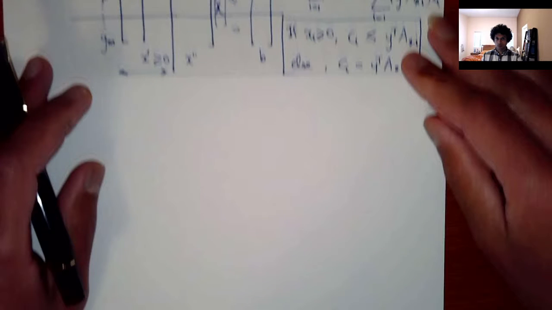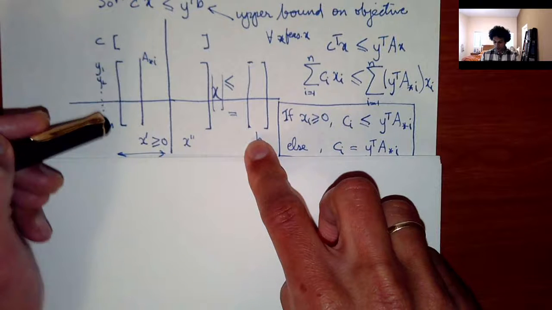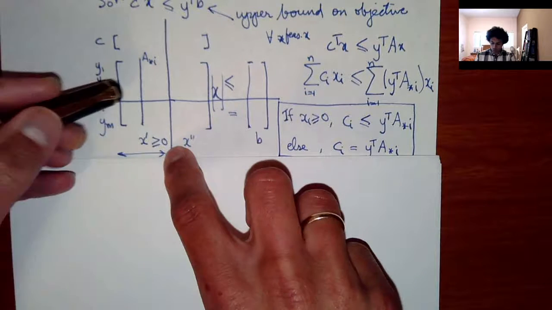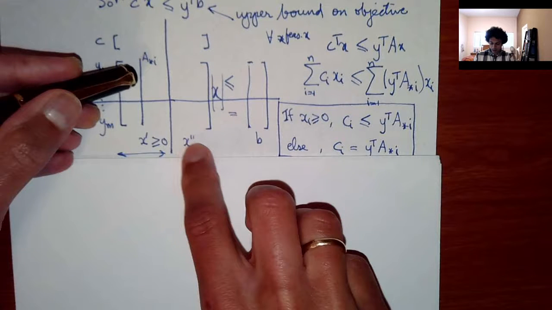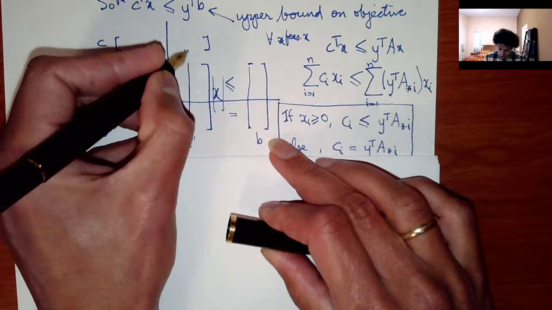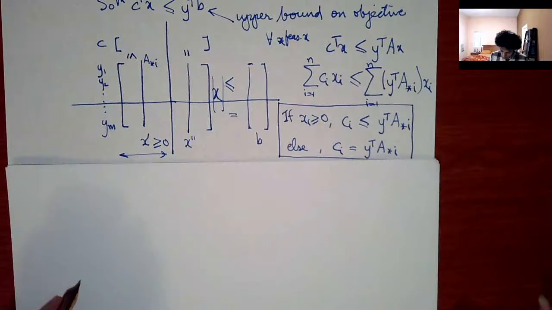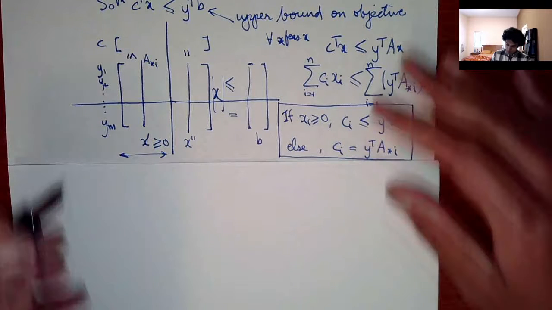The reason why I write it this way is I think of it as you take a column, you take the dot product. In the prime side, you just want that to be greater than or equal to the coordinate. In the double prime side, you want this to be equal to the coordinate. And here you just want greater than or equal to. So I'm just going to write this out formally.